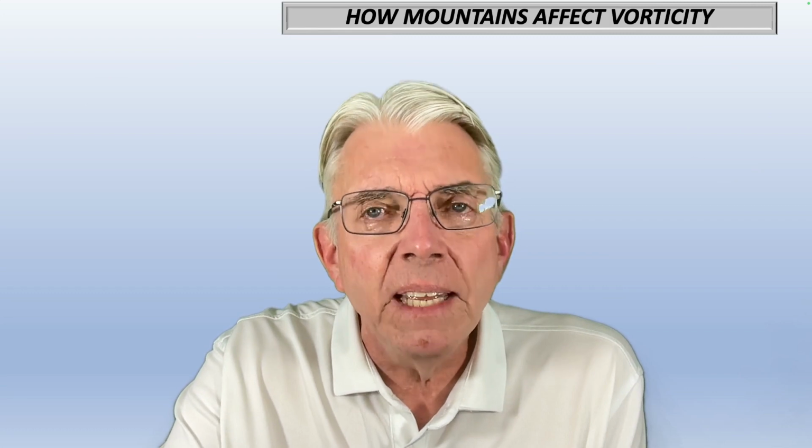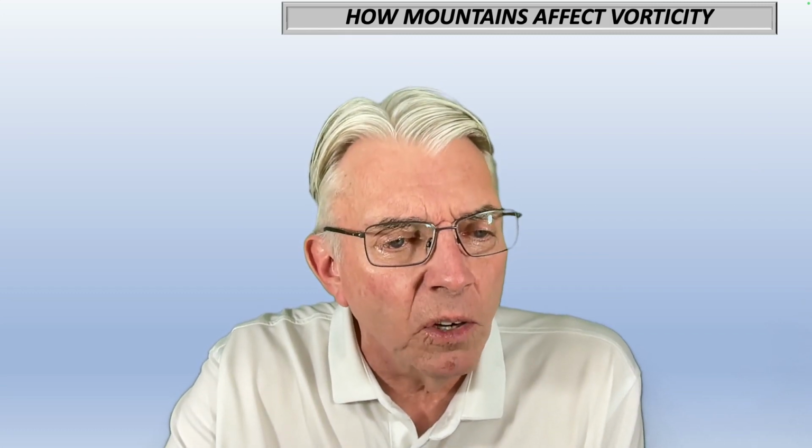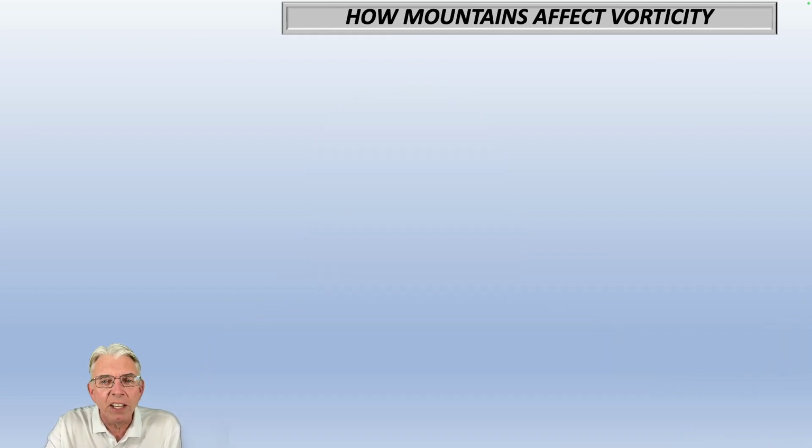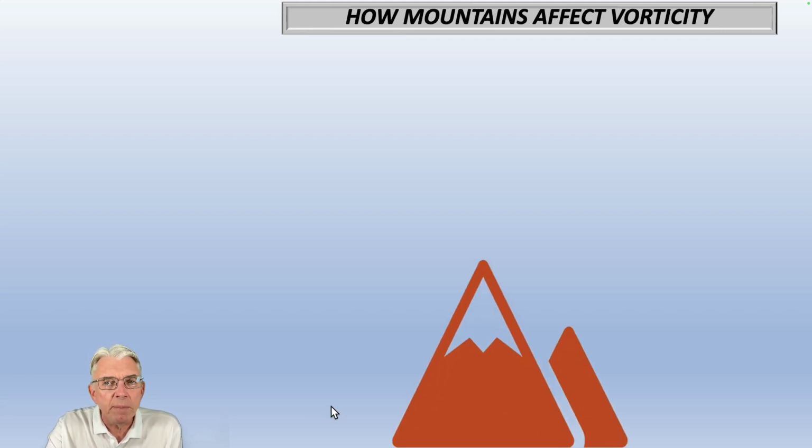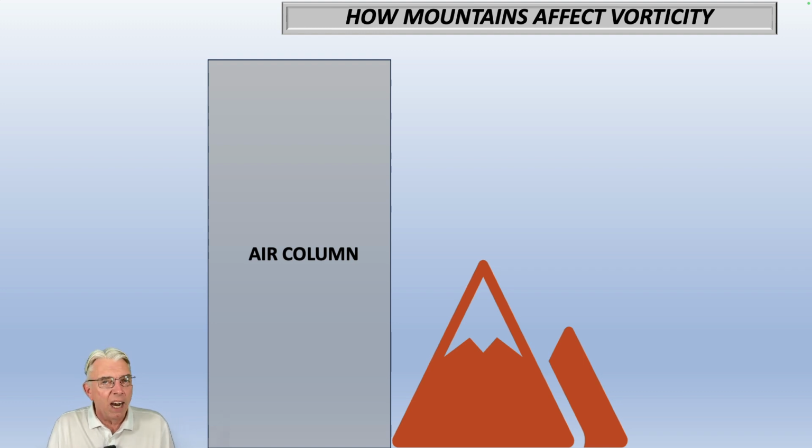So let me put myself down here in the corner before I start to obscure things. So how mountains affect vorticity, or spin in the atmosphere, if you will. So let's start off with our trusty mountain range here. That's the best I could do on that. And we have an air column, and it's approaching that mountain range from the southwest, say, okay? So the isobars would be fairly straight here.